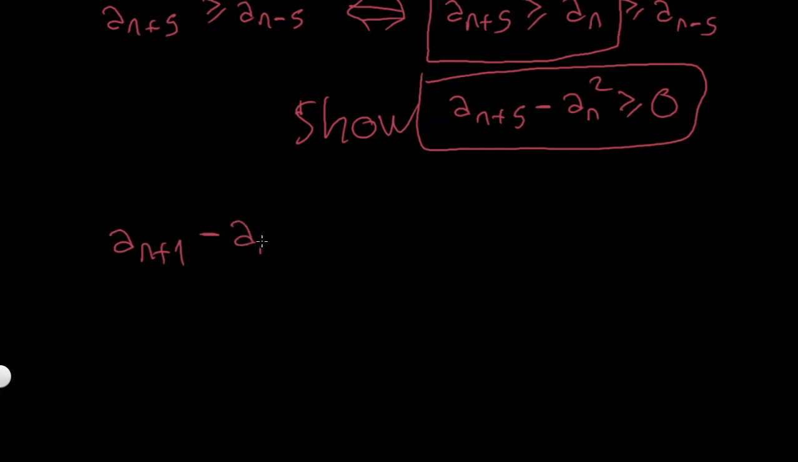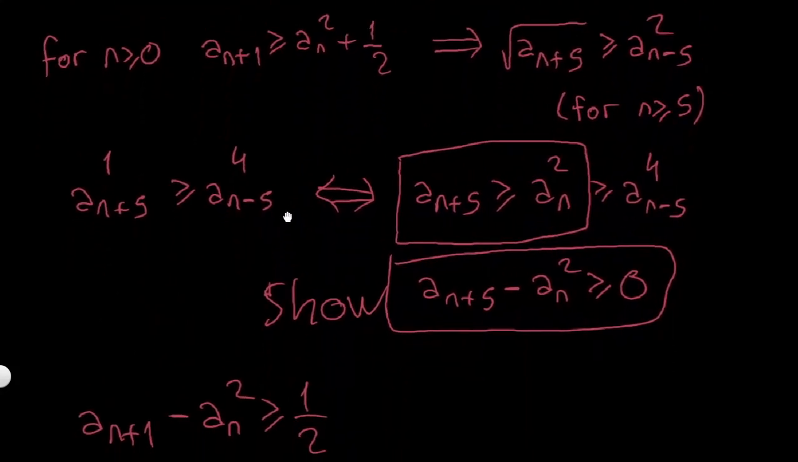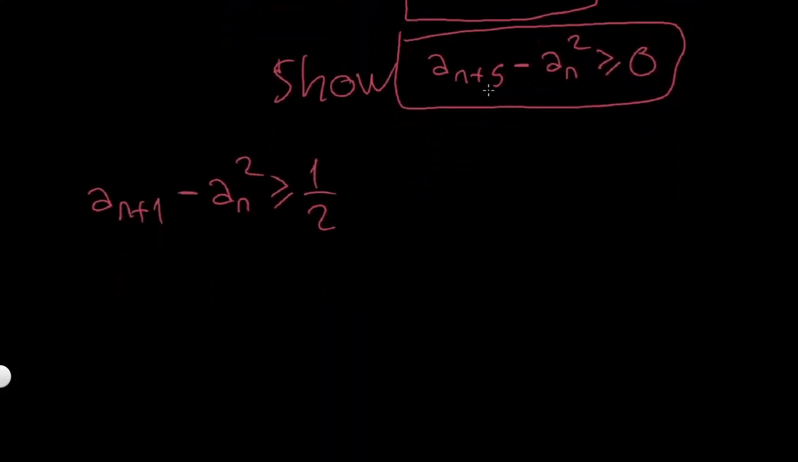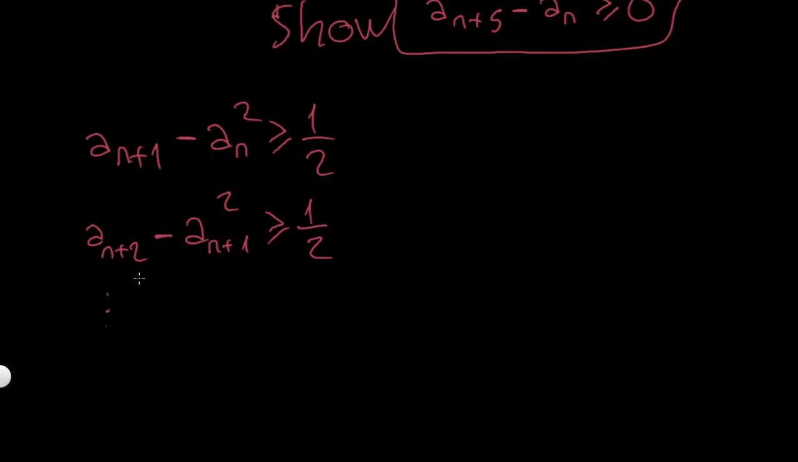I'm just throwing this a_n squared on the left side. This is greater or equal than 1 over 2. So this is from my question, okay? And I need a_{n+5} minus a_n squared, but I only have a_{n+1}. So let's rewrite the same expression. I'm just putting n equal to n plus 1. So I get a_{n+2} minus a_{n+1} squared greater or equal than, again, this part is of course the same. So if I just keep doing this for n plus 3, n plus 4, and n plus 5, a_{n+5} minus a_{n+4} squared, this is also greater or equal than 1 over 2.